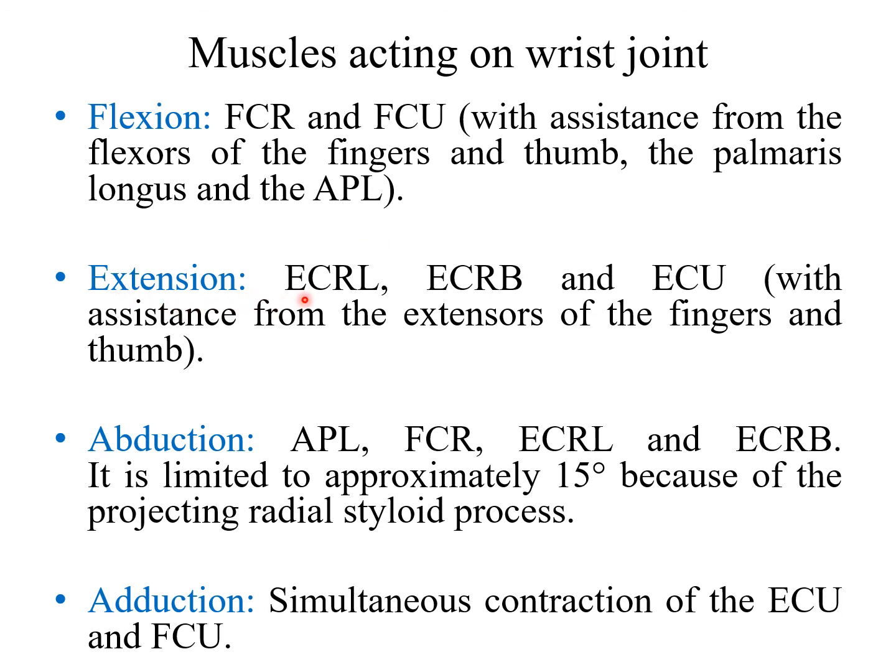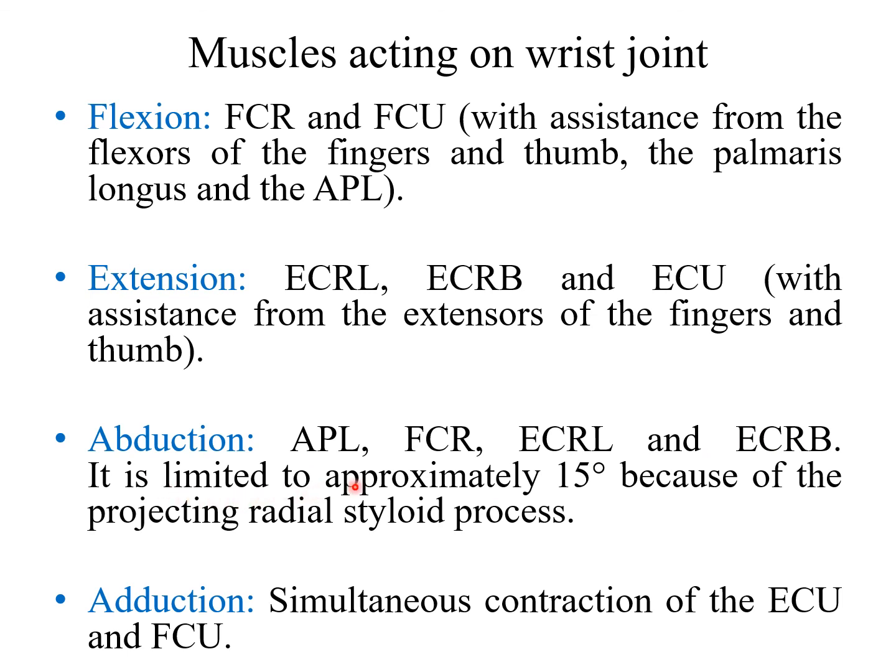The extension, in the same way, is done by extensor carpi radialis longus, extensor carpi radialis brevis, and extensor carpi ulnaris. Because they all have their insertion toward the carpal bones, they will act as powerful extensors, taking support from the extensors of the fingers and the thumb. The abduction is done by abductor pollicis longus, flexor carpi radialis, extensor carpi radialis longus, and extensor carpi radialis brevis. But abductor pollicis longus is the most powerful abductor along with these muscles.